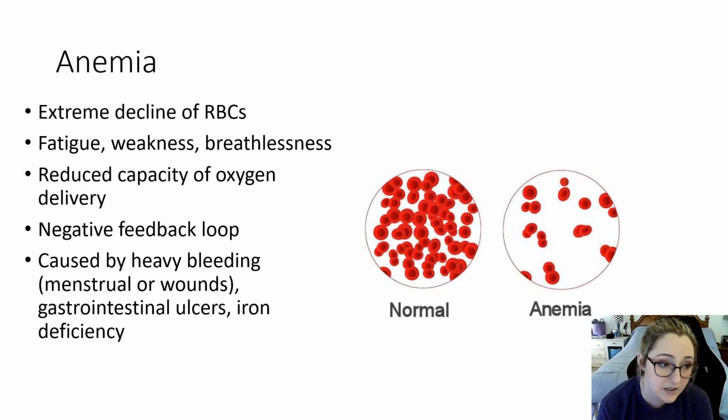Some things that can cause anemia is heavy bleeding. This can be through menstruation or potentially a wound. It can be gastrointestinal ulcers, which are wounds in the intestines that bleed into the intestinal cavity, or this could also be iron deficiency based.